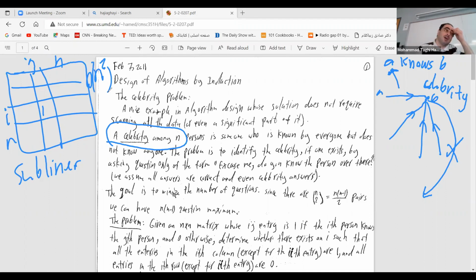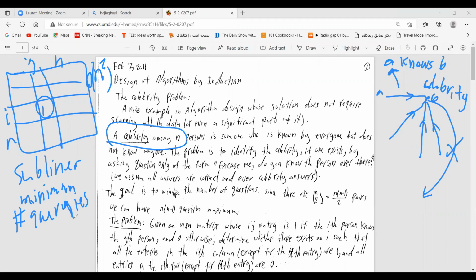So in some sense, when you are asking the minimum number of questions, it means the minimum number of queries to this matrix. This is the minimum number of queries that you want to do in this table. Good. Is the problem clear? The people on Zoom, is it clear?